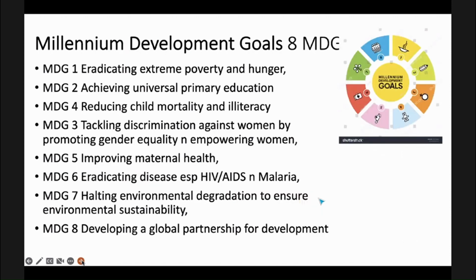So we have the Millennium Development Goals. We are first of all talking about the MDGs. So I'm not going to read out these MDGs, but you need to go back and look at them. These were focused on developing countries. They were important, but not universal. Next slide.